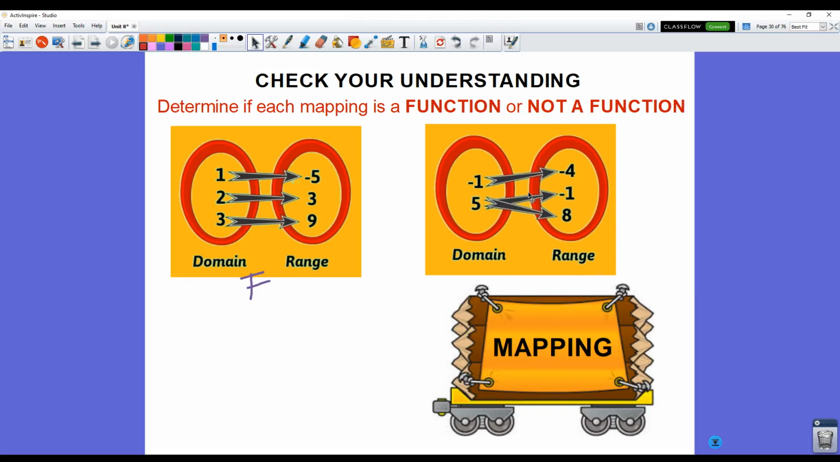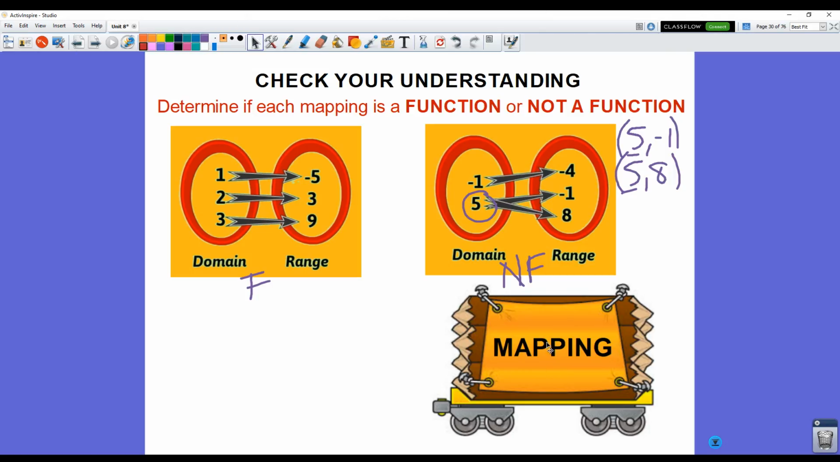All right, let's look at one more. Two more, actually. So in here, we've got the domain and the range. You can see -1 maps to -4. 5 is mapping to -1, and 5 is also mapping to +8. So if we were to write this out, I would have the coordinates (5, -1) and (5, 8). As you can see, our x values of 5 here are repeating. So therefore, this is not a function.